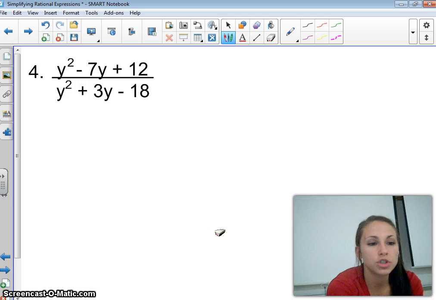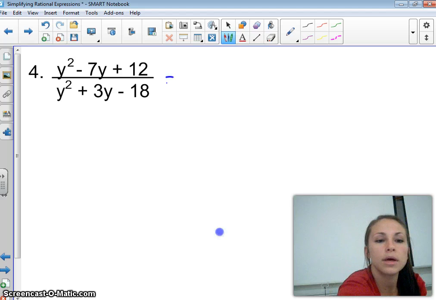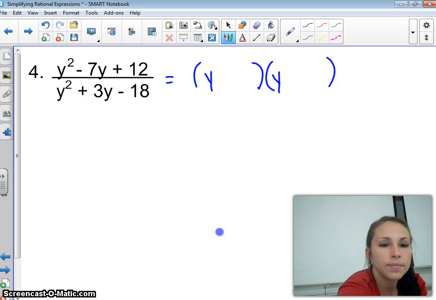Okay, number 4, I want you guys to try this one on your own. So I would pause and then try this again. I'm going to go ahead and work it out. This is going to be y and y. This would be 4 and 3. Both have to be minus.